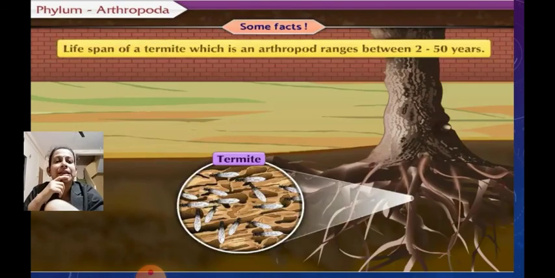Next, the lifespan of a termite. You might have seen termites, or I don't know what you call them in Marathi, but termite hills you see in the house sometimes. They can live from 2 to 50 years. So they have a very long lifespan, though they are very, very small, but their lifespan is very big, that is from 2 to 50 years.